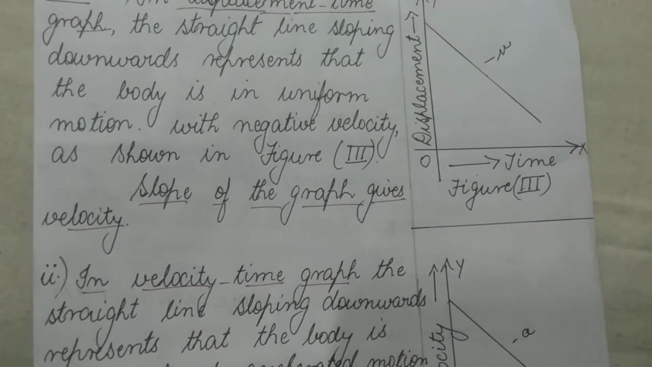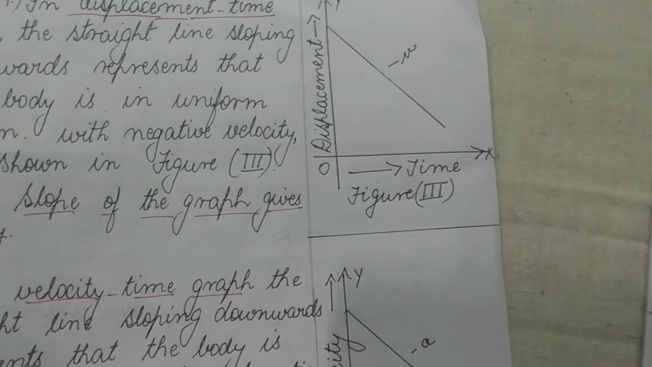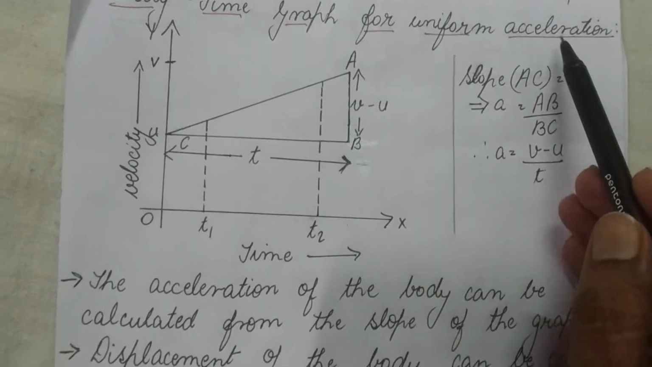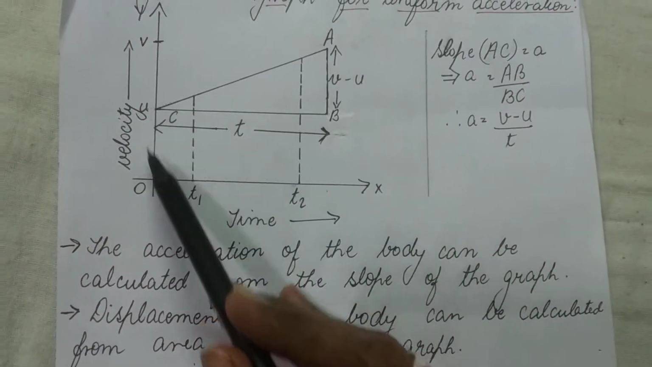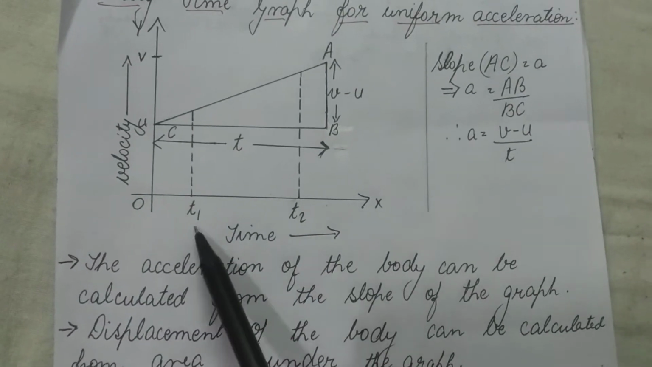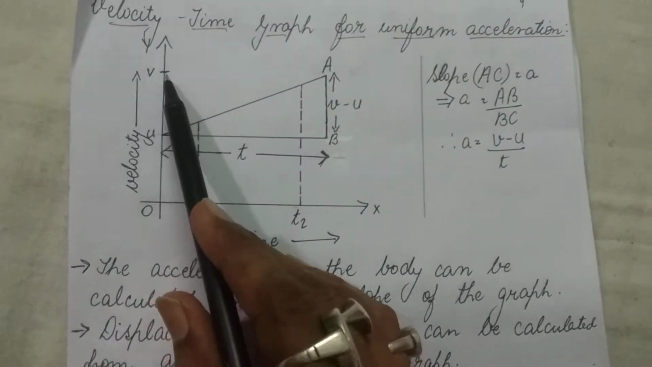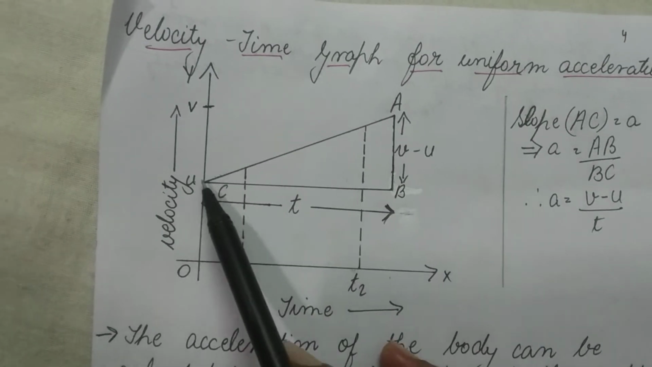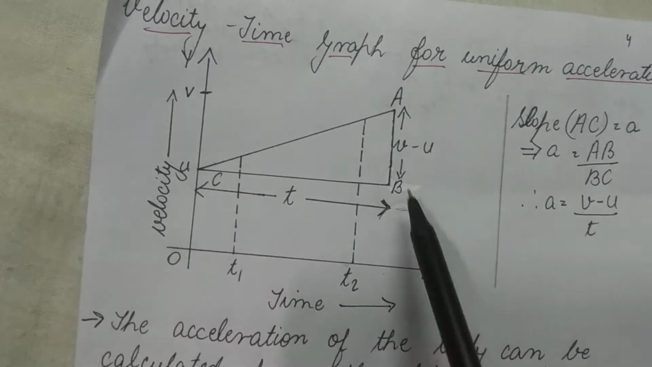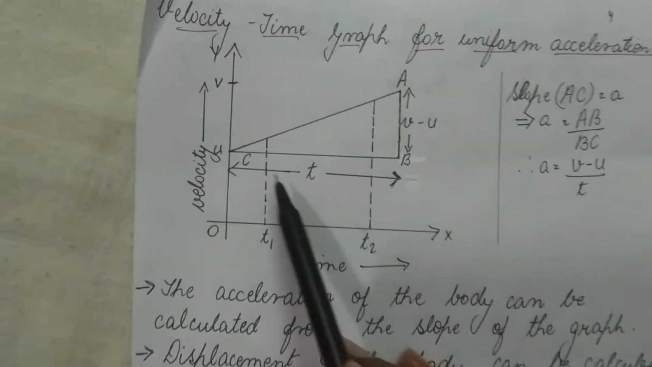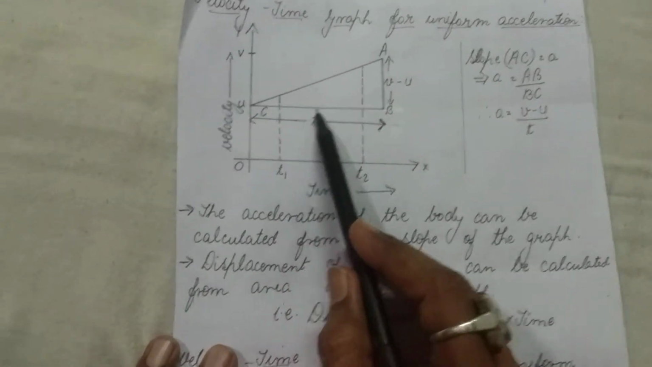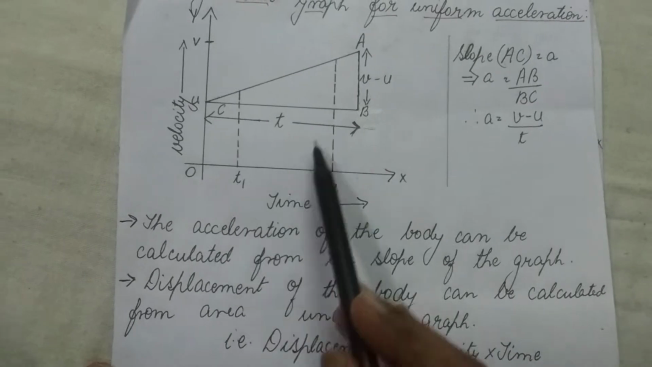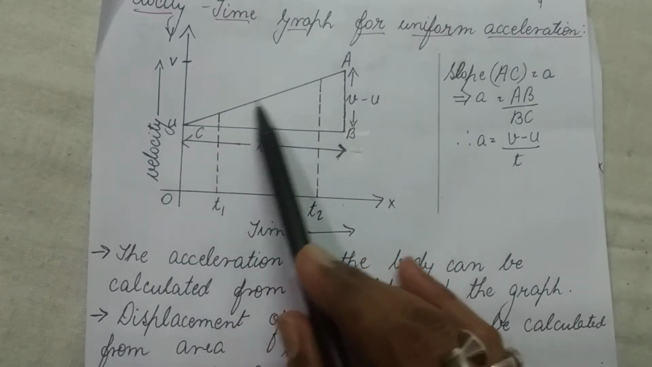Now, here it is given the velocity-time graph for uniform acceleration. The time axis is t1 and t2, and here is u or v. This is the graph for u and v. So we can say CA is the graph and B is given here as a point. We have to draw a line parallel to this axis and drop a perpendicular, so it is t1 and t2.